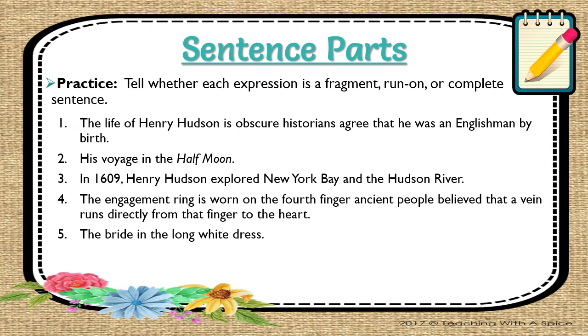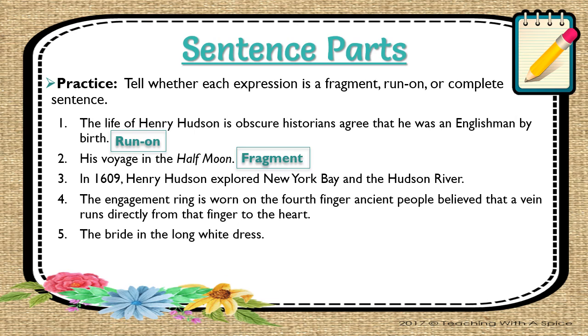All right, let's check your answers. Number 1 is a run-on because there are two sentences that are stuck together. The life of Henry Hudson is obscure. That's one sentence. Historians agree that he was an Englishman by birth. That's the next sentence. Number 2 is a fragment because his voyage in the Half Moon doesn't tell us anything else. Like, what about his voyage in the Half Moon? What did it do? There's no verb to this, just the subject, voyage.